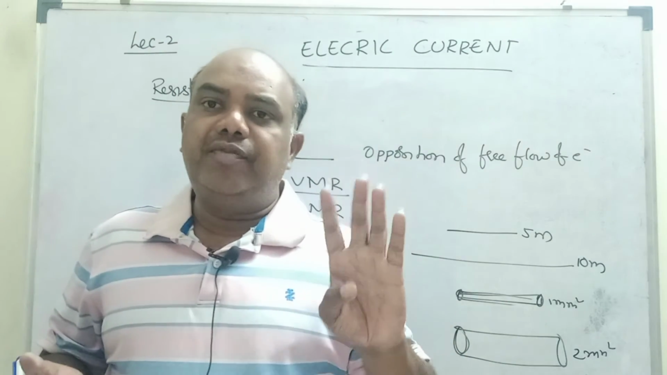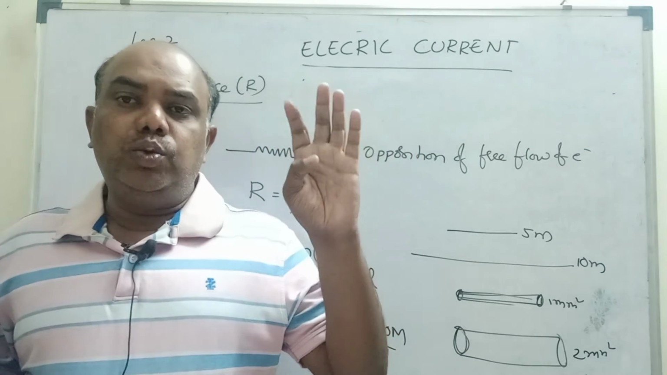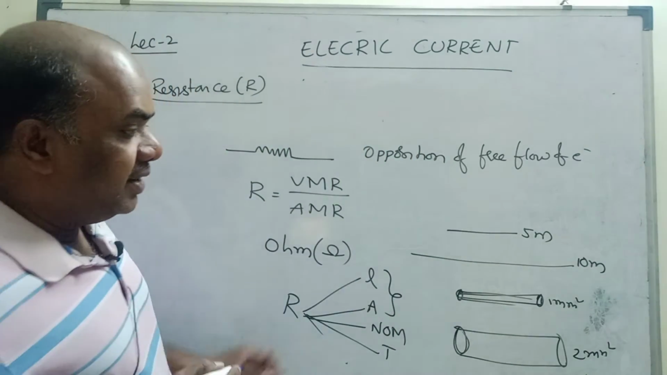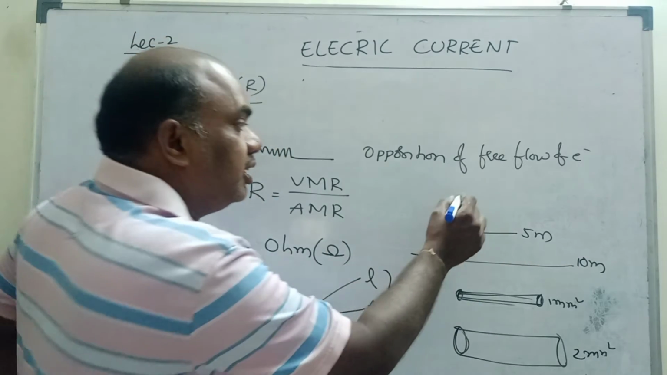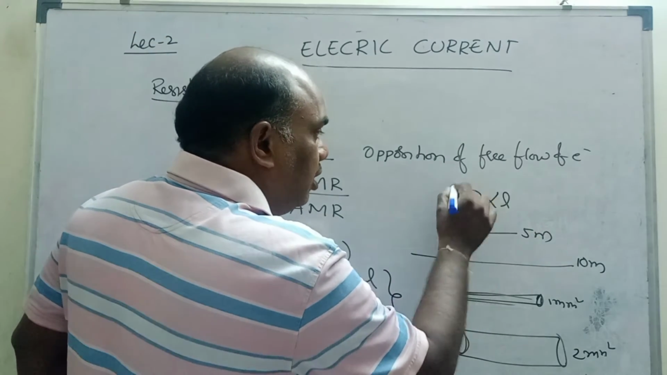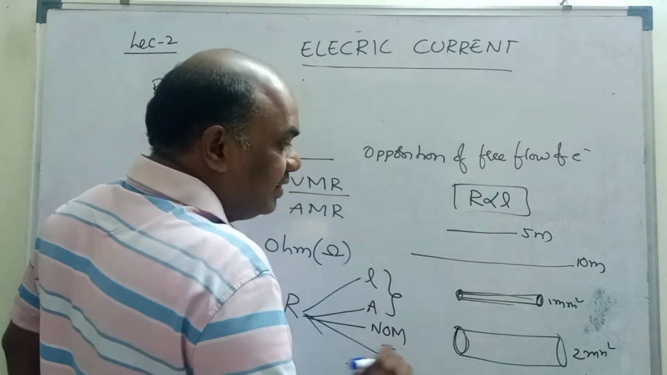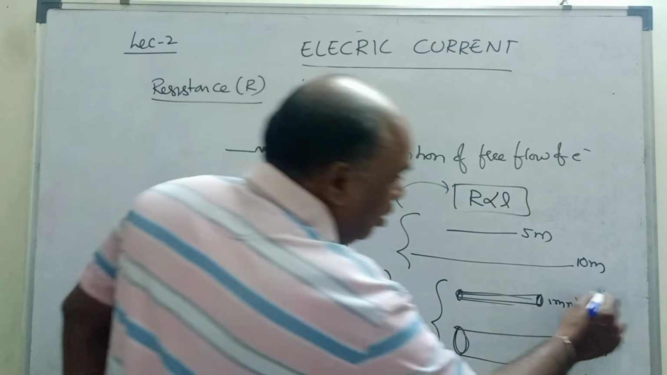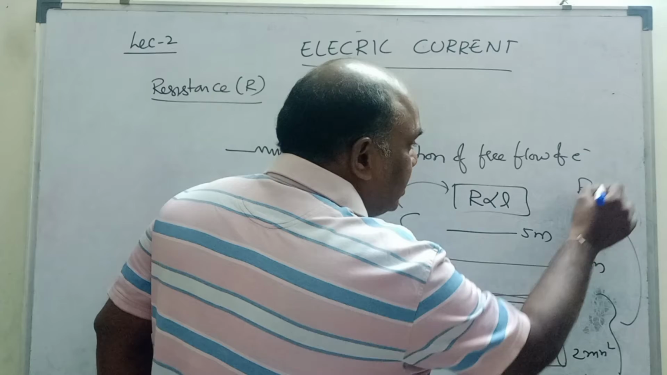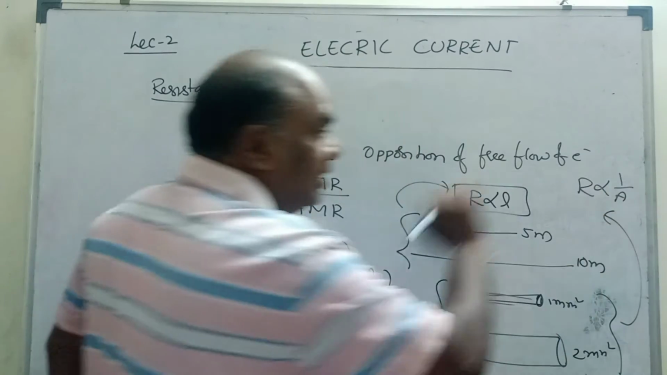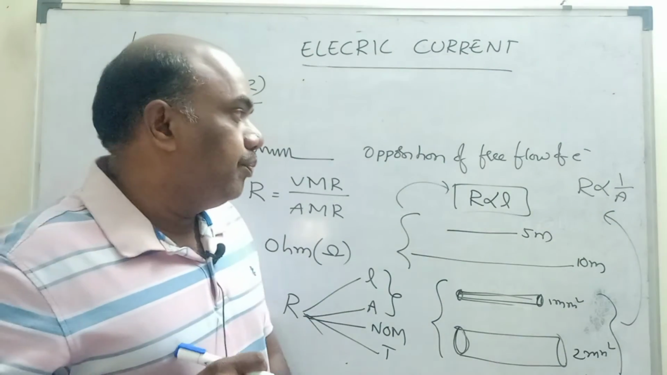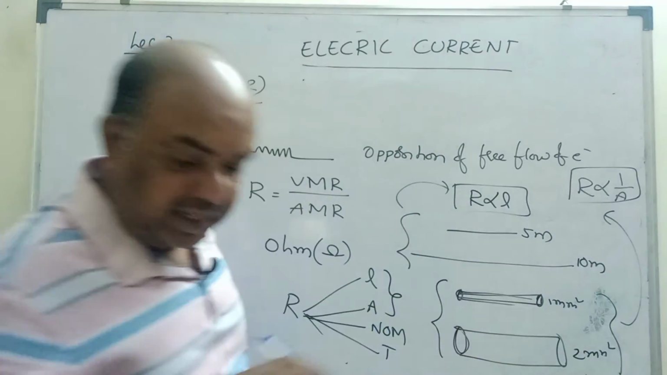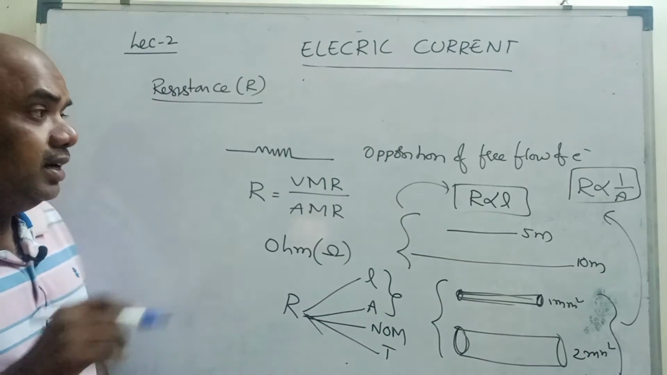Resistance depends on four factors. Number one, length. Number two, thickness, the area of cross section. These two are nothing but dimensions. If length increases, resistance also increases; R is proportional to L. If thickness increases, resistance decreases; R is inversely proportional to 1 by A. Remember children, if length increases, resistance increases. If area of cross section increases, resistance decreases.